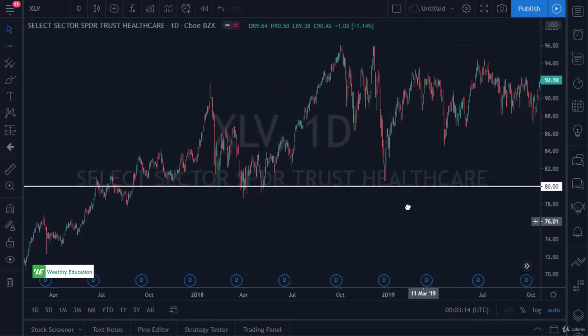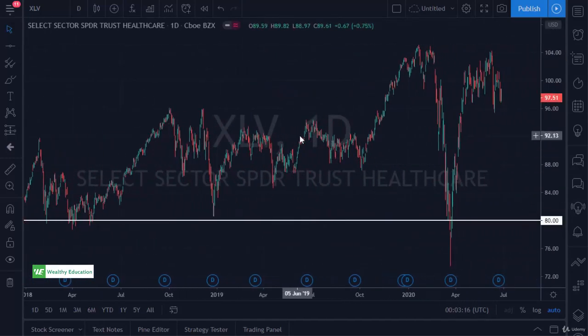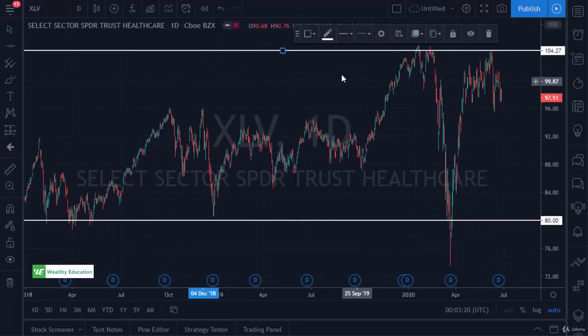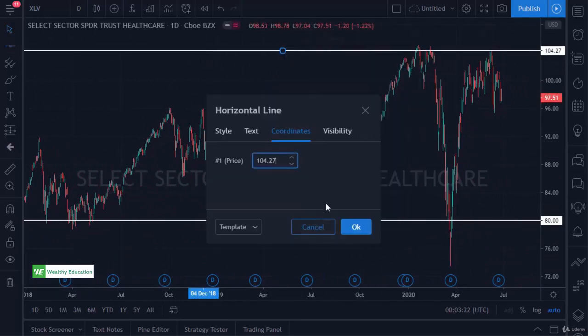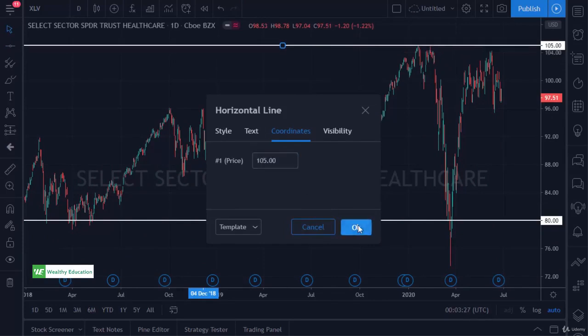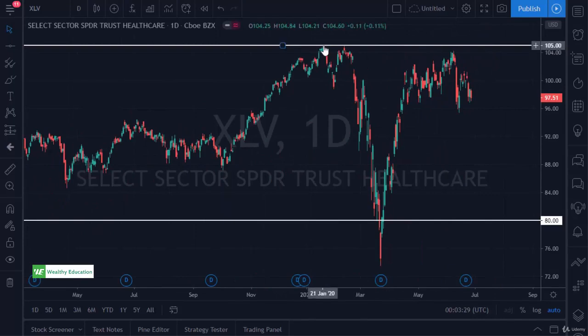Now, as I mentioned earlier, there's also resistance. So you could draw a line here, go to settings, and we'll try 105 initially. And notice how that's right where we topped out. Now, this isn't to say that support and resistance can't be at like 104 or 104.5, but they do tend to happen at these big levels.